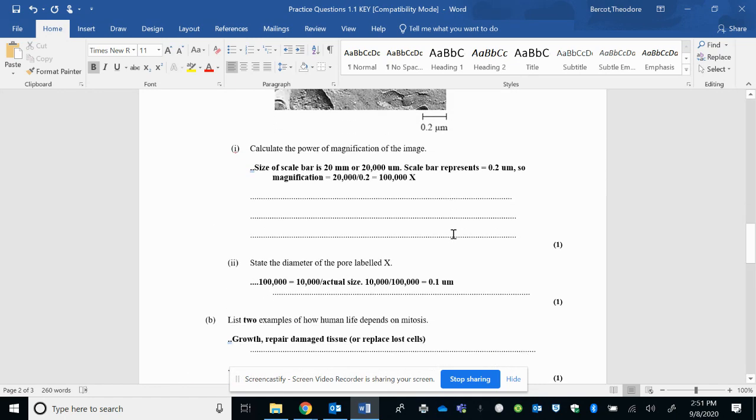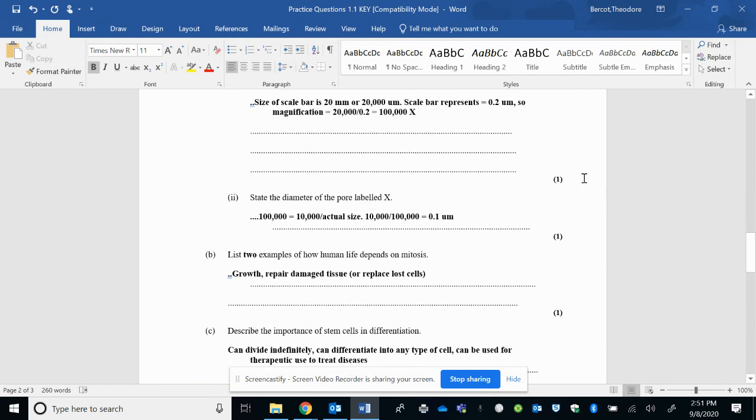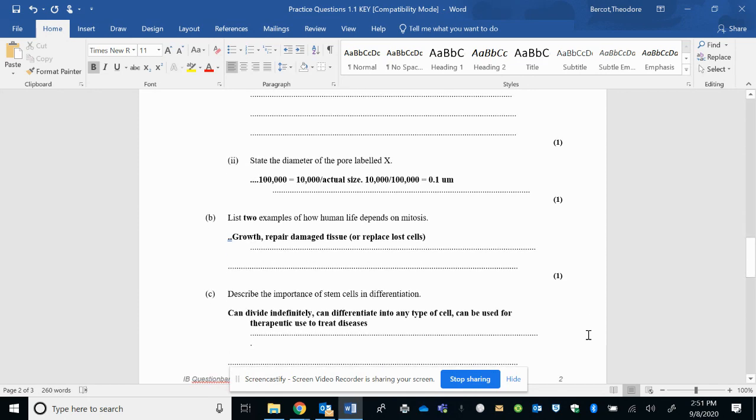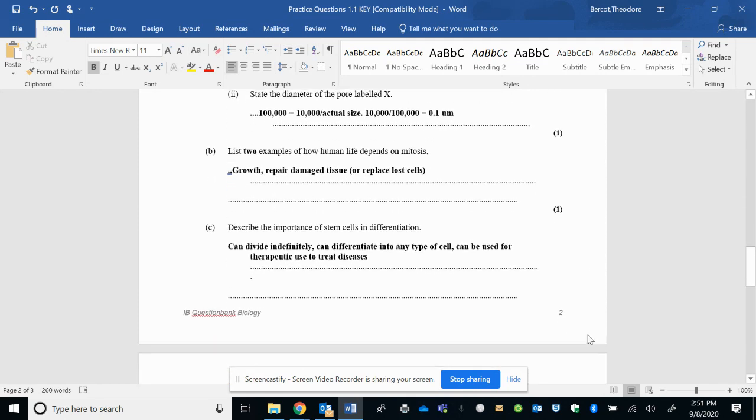Oh, I wanted to draw your attention to these numbers on the right side of the page where it says 1, 1, 1. That's how many points it's worth. So in IB, you have to give that 1 point. If it's asking you for one thing and you list 2, I'm only going to grade the first one. Okay, I don't grade anything after that.